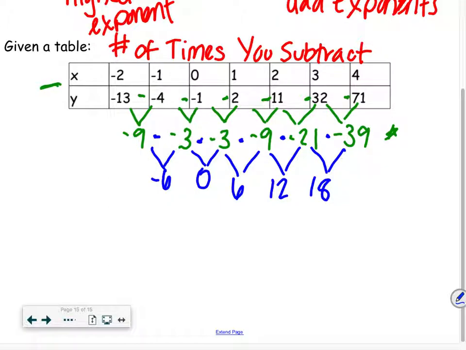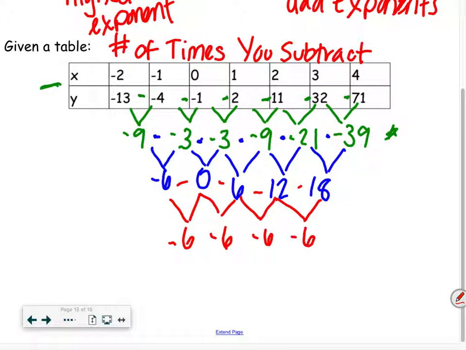Are these numbers the same? Nope. Gotta do it again. Negative 6 minus 0. Negative 6. 0 minus 6, negative 6. 6 minus 12, negative 6. 12 minus 18, negative 6. This is what I mean.